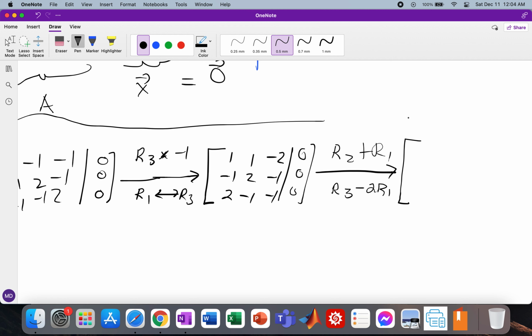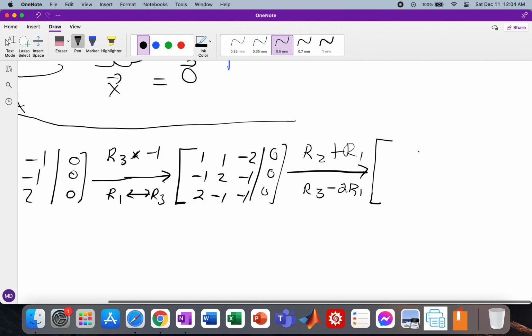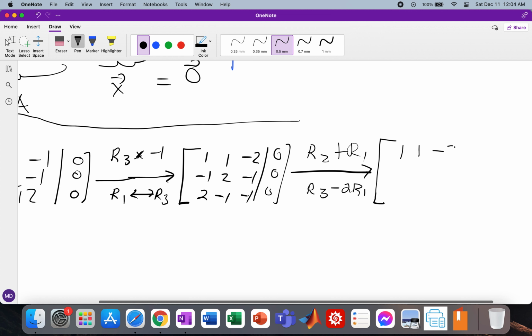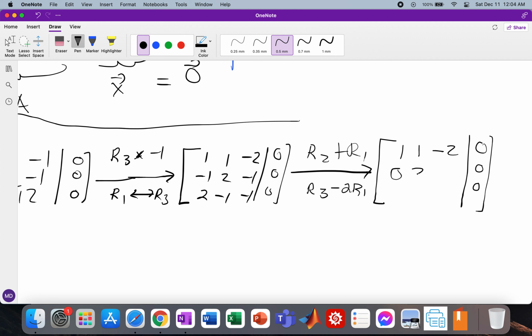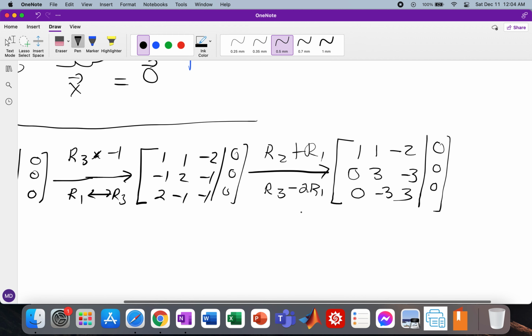Remember we're not operating on R1 here, so R1 necessarily stays the same. These are still zeros, and what we're left with is 0, 3, minus 3, 0, minus 3, and 3. You can confirm this. For R3, 2 minus 2 times R1 would be a 0. Negative 1 minus 4, negative 1 minus 2 is negative 3. Negative 1 minus 2 times negative 2 is 3. So this is our form here.